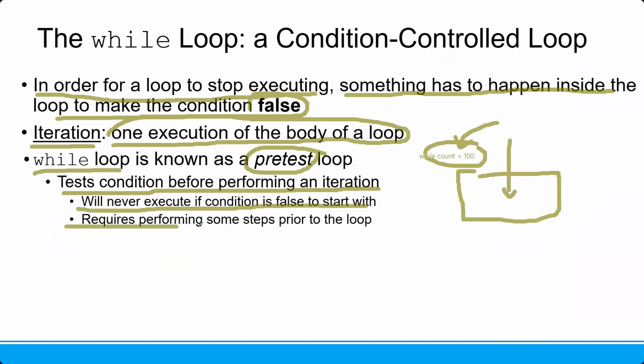And it requires performing some steps prior to the loop. So maybe sometimes we need to do something before the loop. For example, we need to initialize the value, count equals 0, or c equals something.